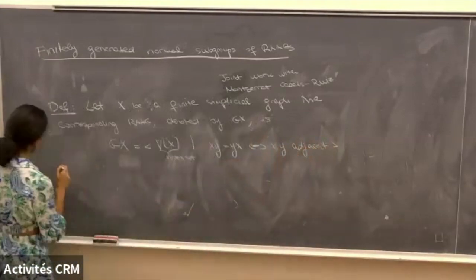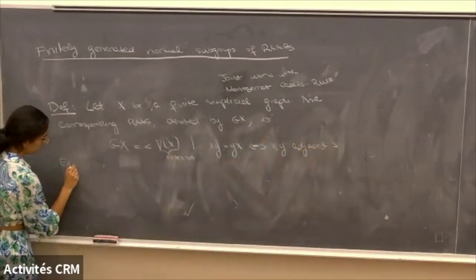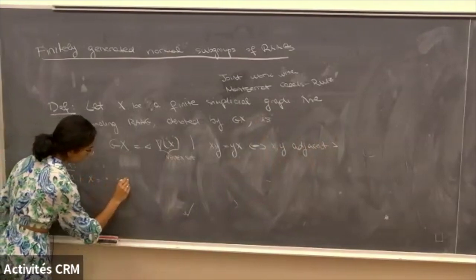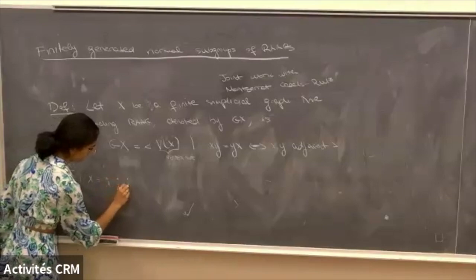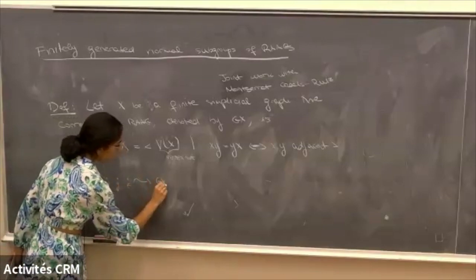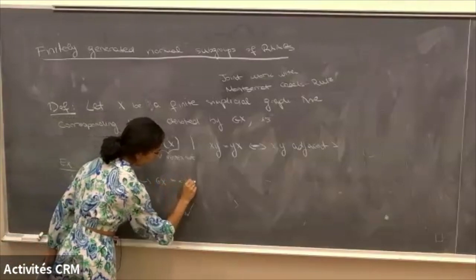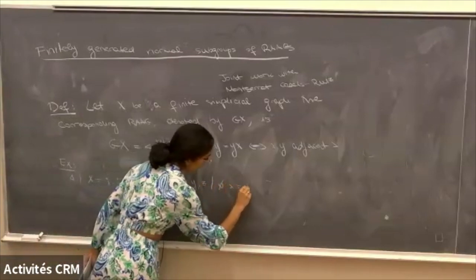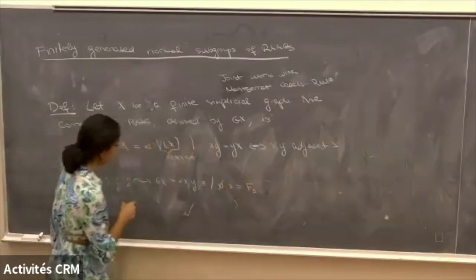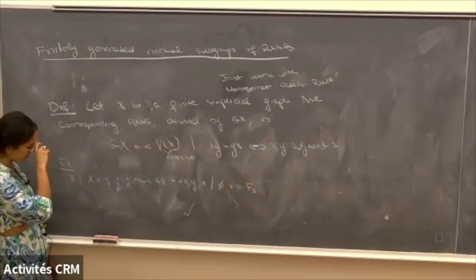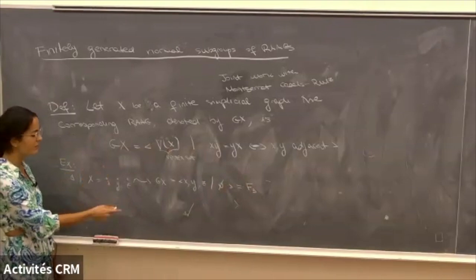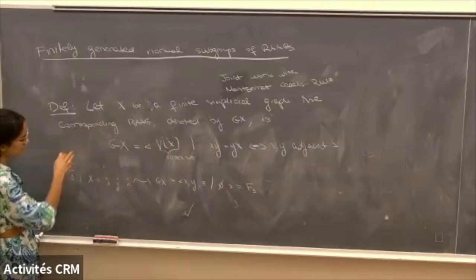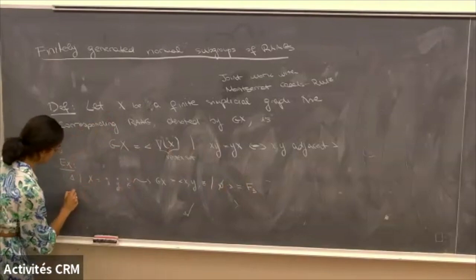Okay, so some easy examples. For example, if I start with this totally disconnected graph, in the right angled Artin group I have three generators, the three vertices, and I don't have relations. So I have a free group of rank three. And in general, if I start with a totally disconnected graph with n vertices, I will get the free group of rank n. So the class of RAAGs extends the class of finitely generated free groups.